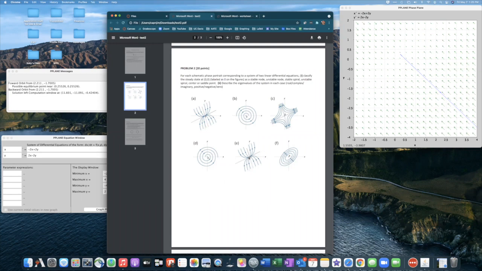Here we have something that's unstable as well, because we're shooting out from it. But it's not an unstable spiral, it's an unstable node. So the eigenvalues are both positive real numbers.